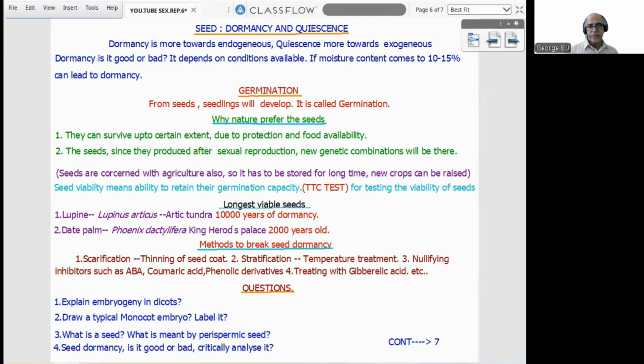Seed viability test, the TTC test. The viability test is applicable in various areas, mainly an oxidation reduction reaction. Pollen viability uses the same test, triphenyl tetrazolium chloride test. Then 2 important NCERT data points: the longest viable seed after dormancy is lupin, with 10,000 years of dormancy. Second is date palm, Phoenix dactylifera, King Herod's Palace, 2,000 years old. Now how to break seed dormancy: scarification, stratification, nullifying the inhibitor, treating with gibberellic acid.